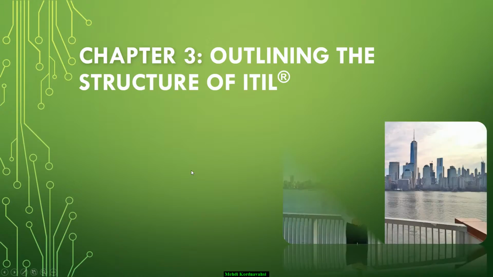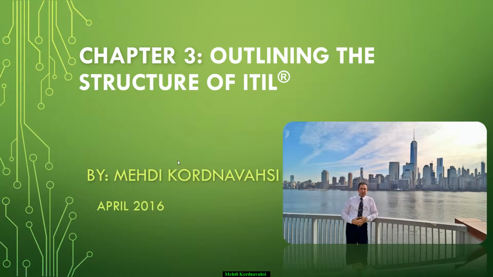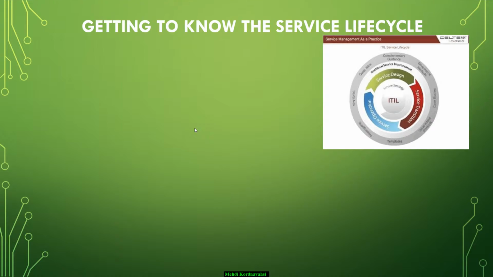In this movie, we will talk about chapter 3, outlining the structure of ITIL, or Information Technology Infrastructure Library. Let's start. In this chapter, we will talk about fitting the service life cycle to IT development, getting to know the set of ITIL processes, and identifying who does what, or the functions.